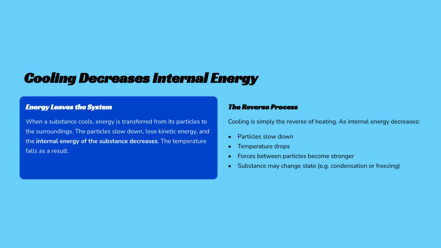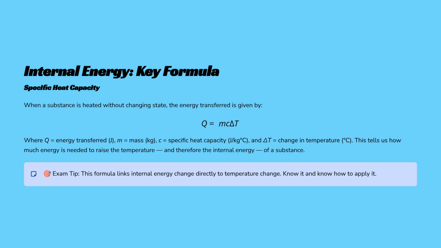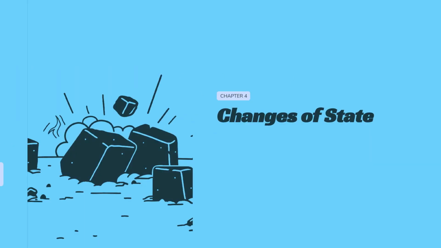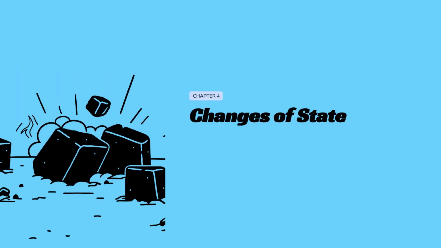Cooling is the reverse process. As energy leaves the system, particles lose kinetic energy, move slower, and temperature drops. Forces between particles also become stronger, as the substance may transition between states. This formula relates energy transfer to mass, specific heat capacity, and temperature change. Remember for your exams that this formula is specifically used when there is a change in temperature without a change of state.